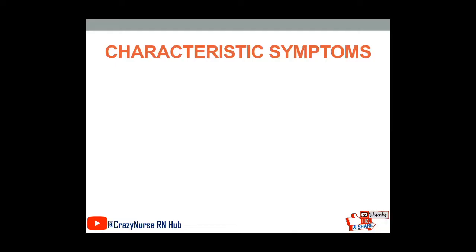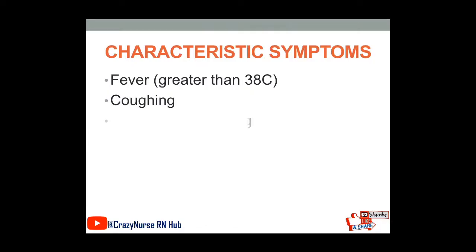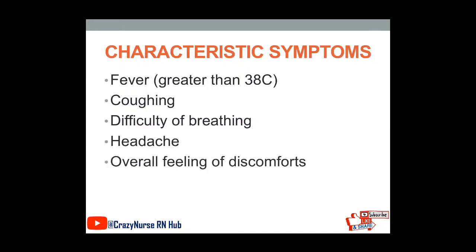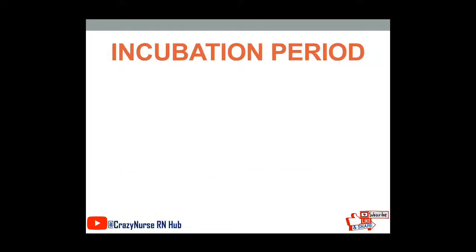Now let's have the characteristic symptoms. Fever greater than 38 degrees Celsius, coughing, difficulty of breathing, headache, overall feeling of discomfort, body aches, and diarrhea. So these are the characteristic symptoms of severe acute respiratory syndrome.